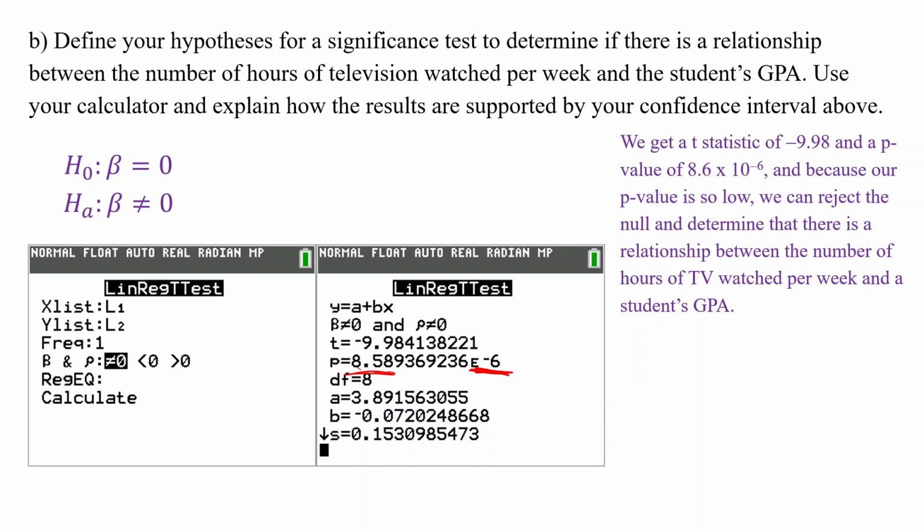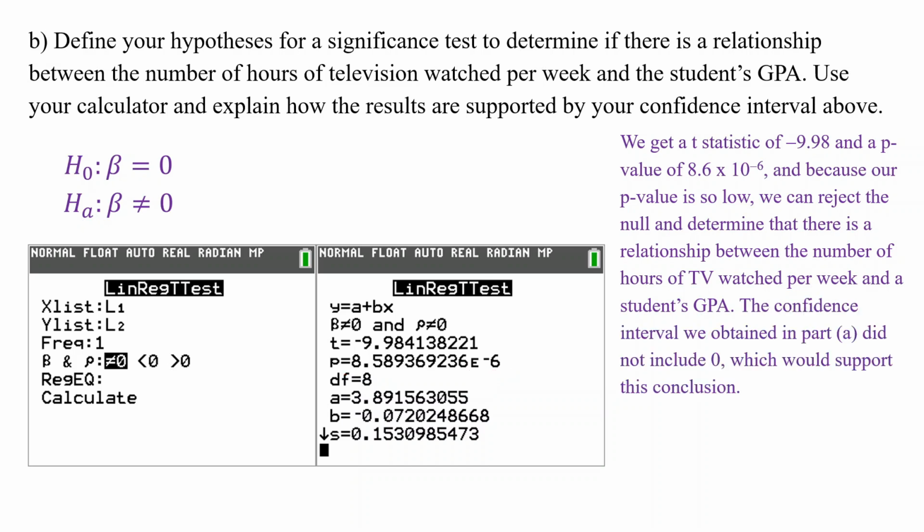our alternative, which means that there is a relationship between the number of hours of TV watched per week and a student's GPA. Okay. Now, even though our p-value is very low, remember that we still can't say anything about the strength of this linear relationship, okay? Just that there exists a relationship, nothing about the strength, okay? The confidence interval in part A did not include 0, which supports this conclusion, right?